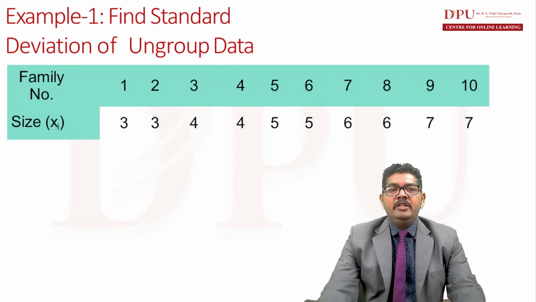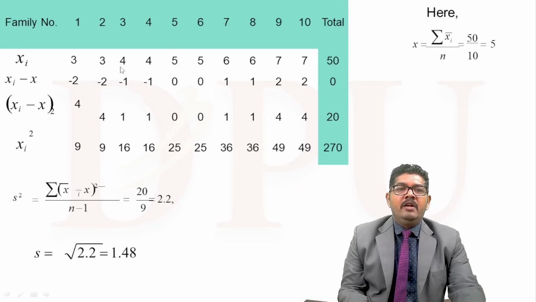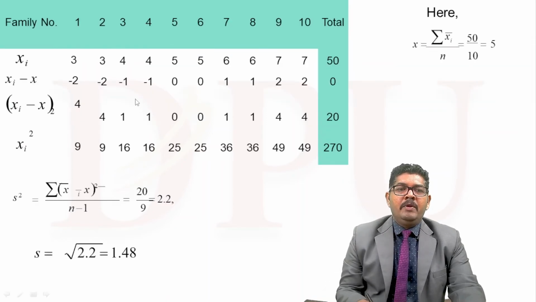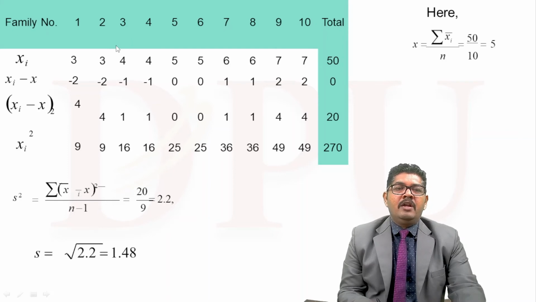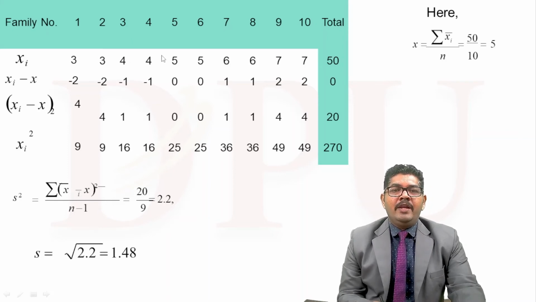So family is mentioned here and the size is mentioned below. So this is again ungrouped data, we can directly calculate it. Family number is given here. These are x values, xi values. So xi is the size of the family. So 3 members are in family 1, 3 members are there in family 2, 4 members are there in family 3, and so on. So these are x values. This is again individual data. This is not the group data. So these are xi values.